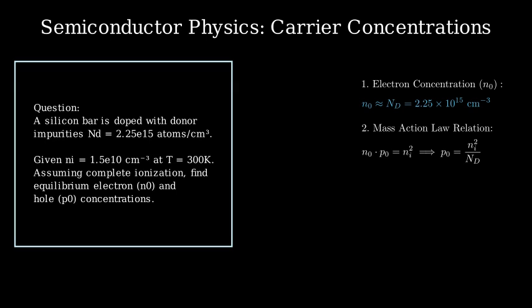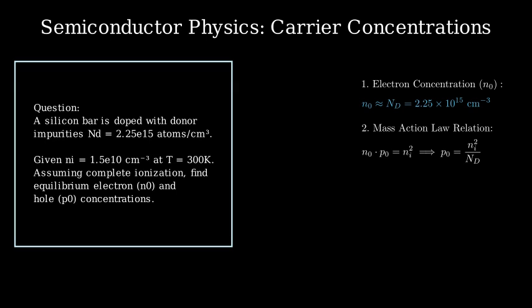To find the minority carriers, which are the holes, we must rely on the mass action law. This fundamental law states that the product of the equilibrium electron and hole concentrations is always a constant at a given temperature, equal to the square of the intrinsic carrier concentration. By isolating our unknown variable, we find that the hole concentration, p_0, equals n_i squared divided by the electron concentration. Let's substitute our numbers into the formula to execute the final calculation.